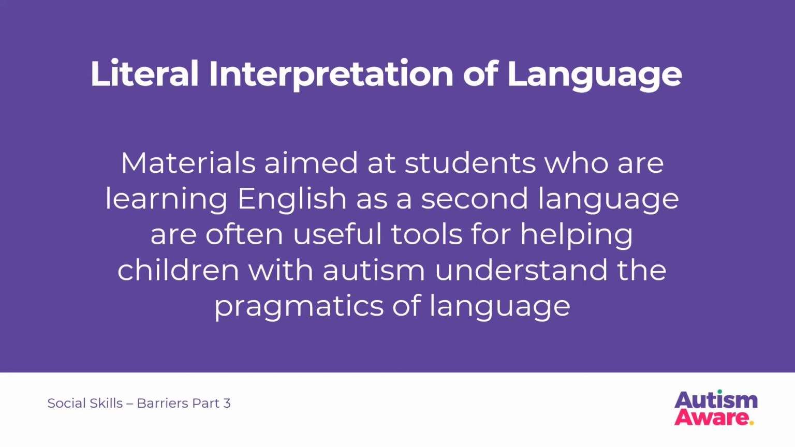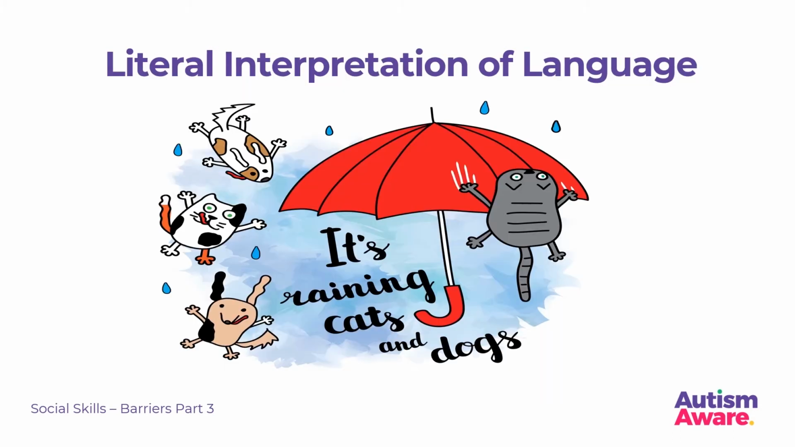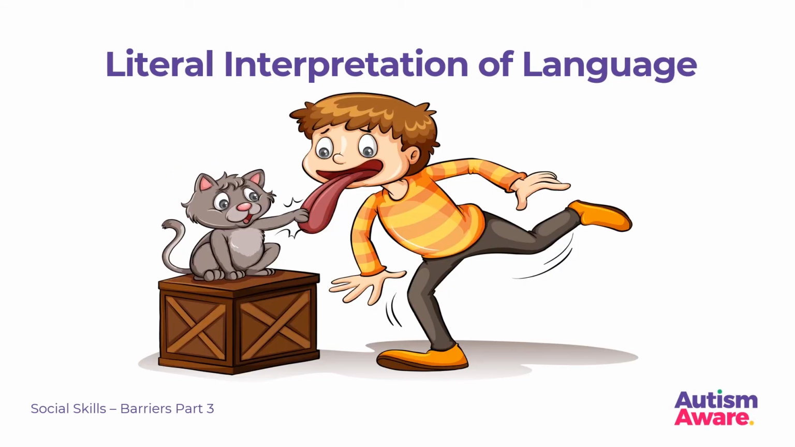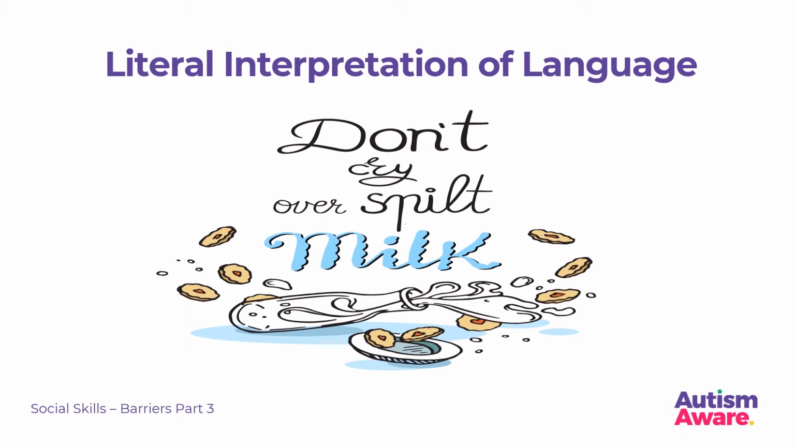Materials aimed at students who are learning English as a second language are often useful tools for helping children with autism understand the pragmatics of language. Idioms can present huge difficulties for those on the spectrum and should be explored wherever possible. Sayings such as, "It's raining cats and dogs," "Cat's got my tongue," and "Don't cry over spilt milk."